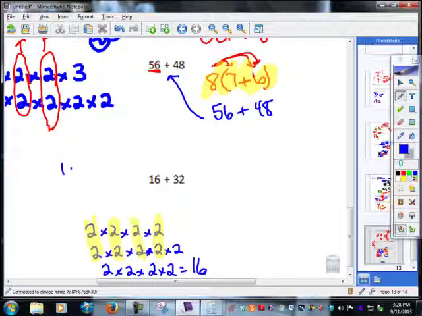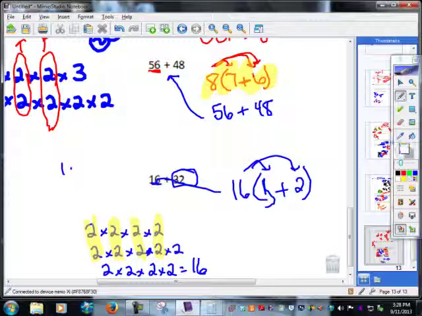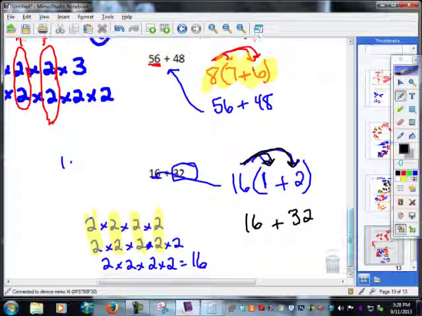That is 16. So now let's put 16 outside of our parentheses. 16 times what gets us back to 16? 1, right? 16 times what would get us back to 32? 2. Your answer is 16 parenthesis 1 times 2. Now let's check just to make sure. 16 times 1 is 16. 16 times 2 is 32. So that clears it up.